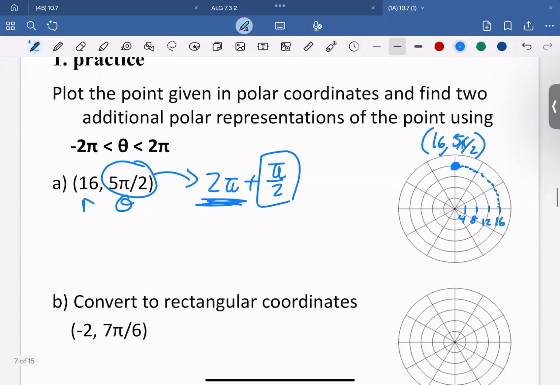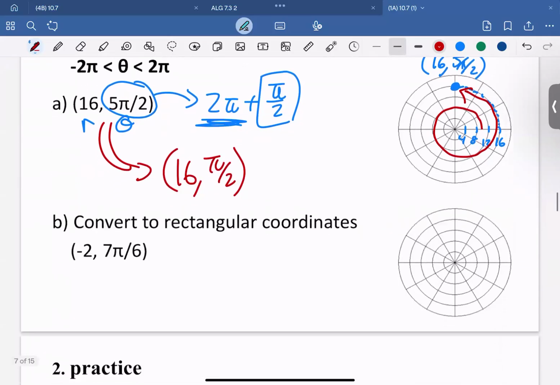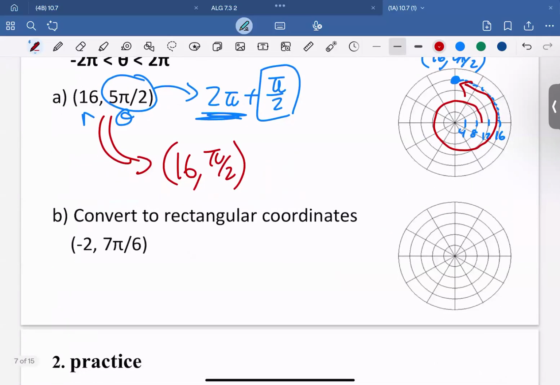Just to clarify, what we did was we basically went around in one rotation and then ended up here. 5 pi over 2 is the same as pi over 2 when graphing in polar coordinates. So another way we could write this that's equivalent would be just 16 and pi over 2. Nice.